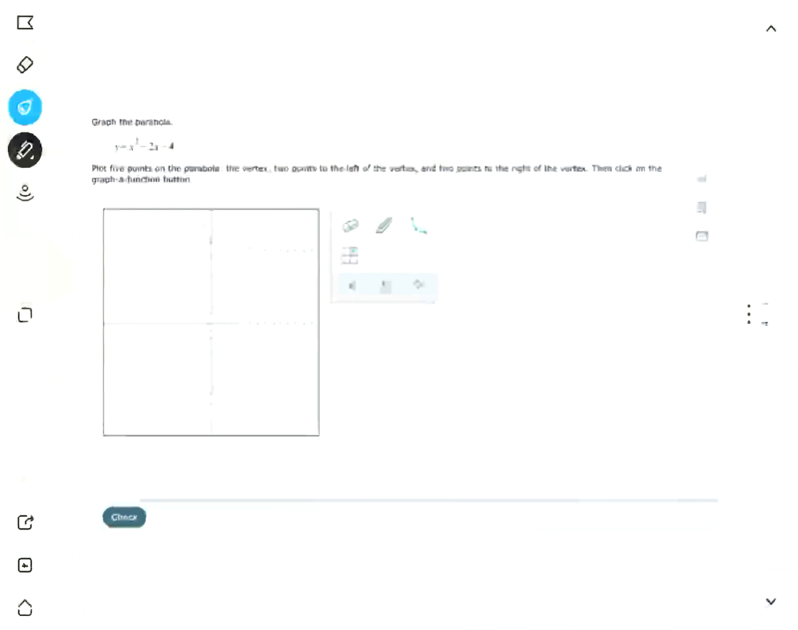All right, on to the last one. It's asking us to go ahead and graph this parabola. So what we're going to do first here is we want to figure out where the vertex is, and we're going to start a table from our vertex.